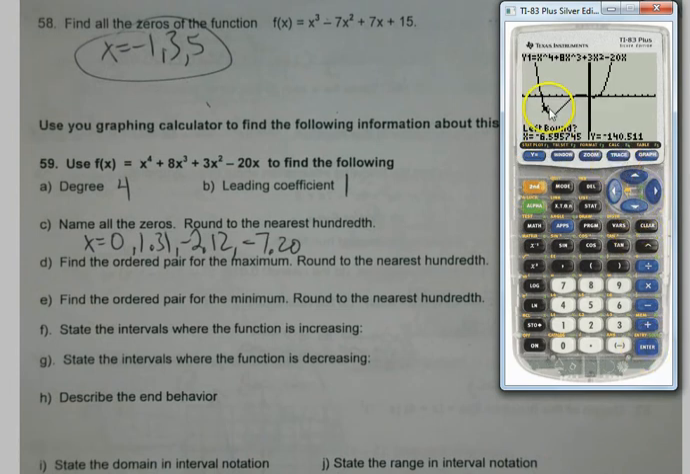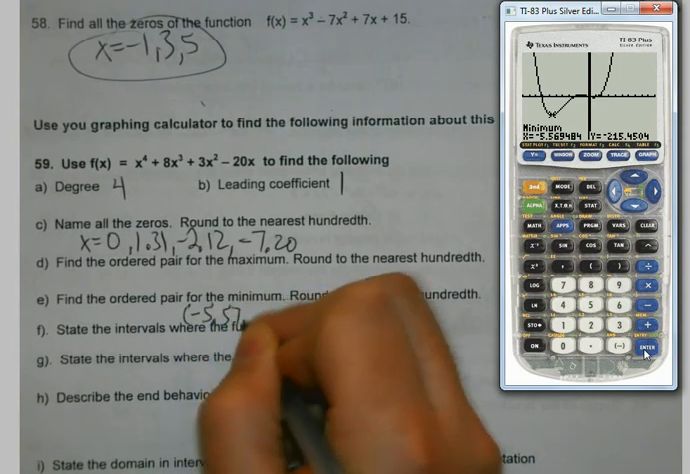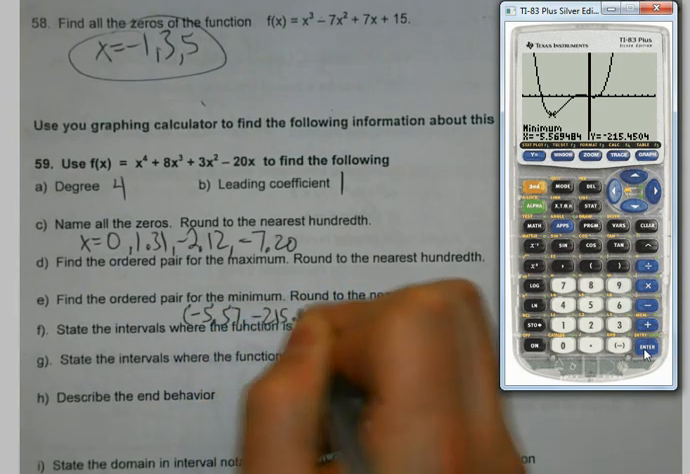My min, anywhere to the left of it's good. Anywhere to the right of it's good. So my min is at -5.57, -215.45.